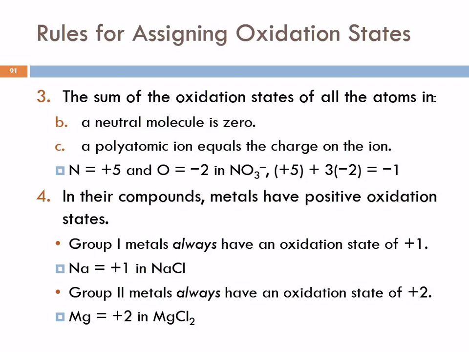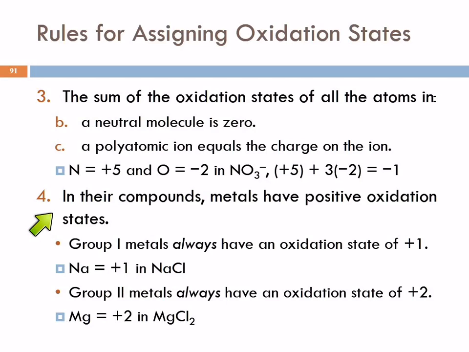If we have a neutral molecule, the oxidation states add up to 0. If we have a polyatomic ion, the oxidation states of everything in it add up to the charge. So, for example, in nitrate ion, the oxidation states for nitrogen and these 3 oxygens have to add up to equal the -1 charge. In this example, nitrogen is +5 and oxygen is -2. There's 3 oxygens, that's a total of -6, and there's 1 nitrogen at +5, and so it adds up to -1.